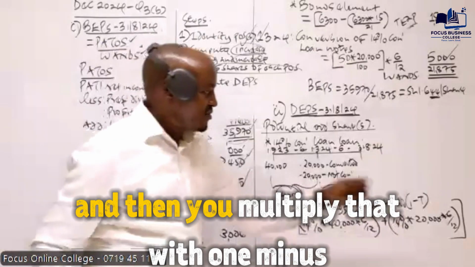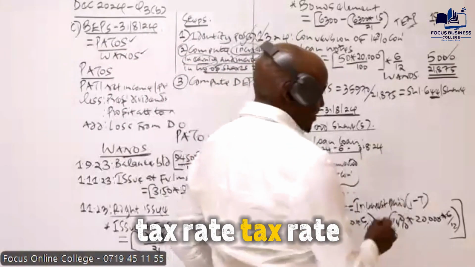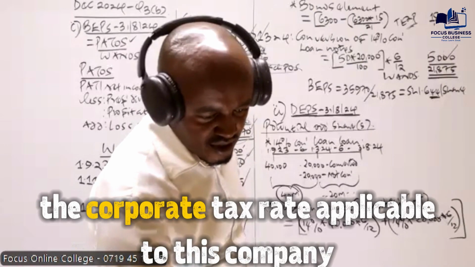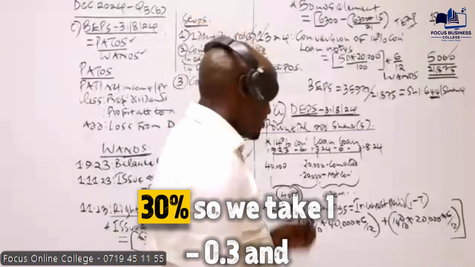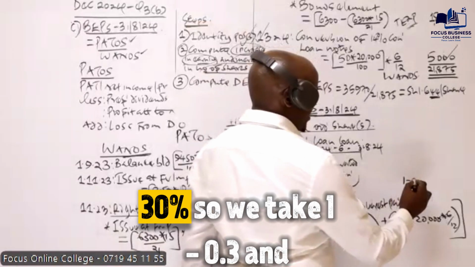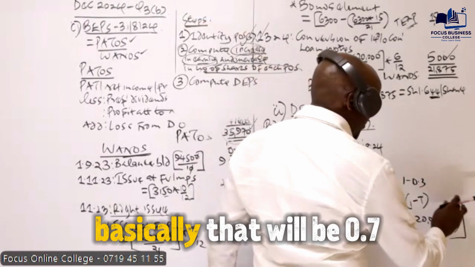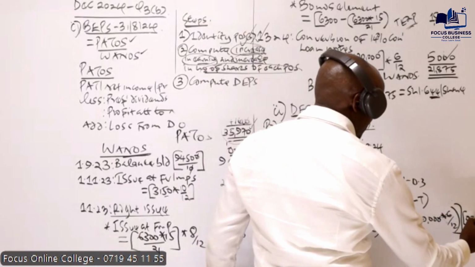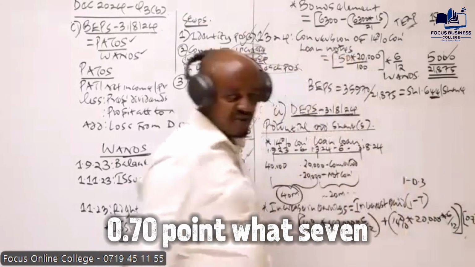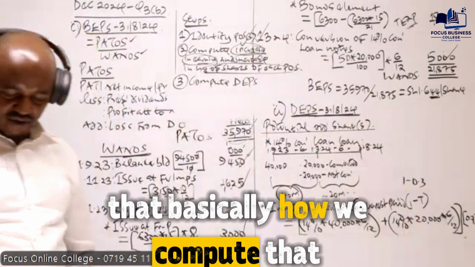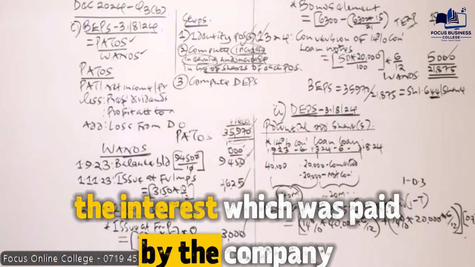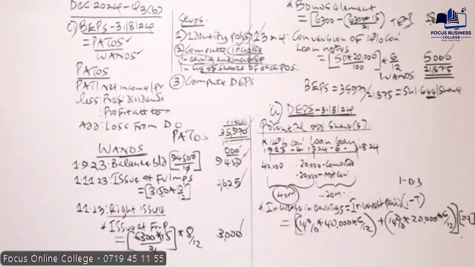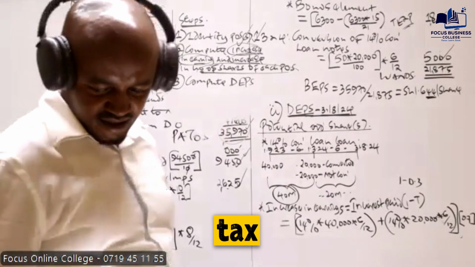And then we multiply that with 1 minus what? Tax rate. Tax rate is something which is given in the last note, note 5. The corporate tax rate applicable to this company is 30%. So we take 1 minus 0.3, and basically that will be 0.7. That's basically how we compute the interest which was paid by the company, but net of tax.